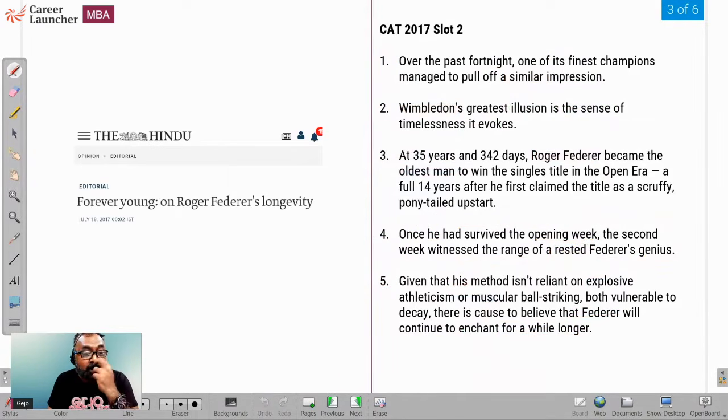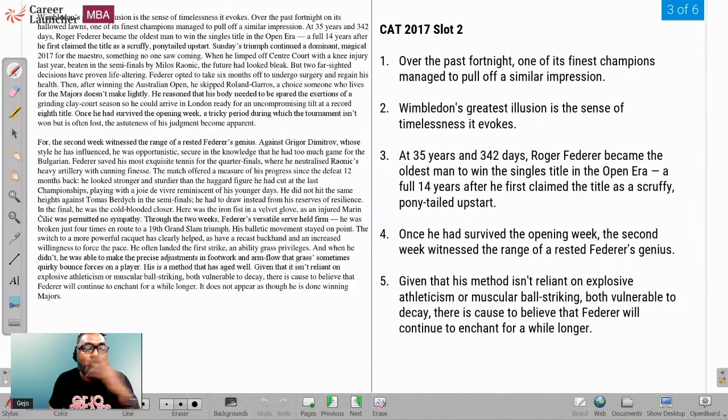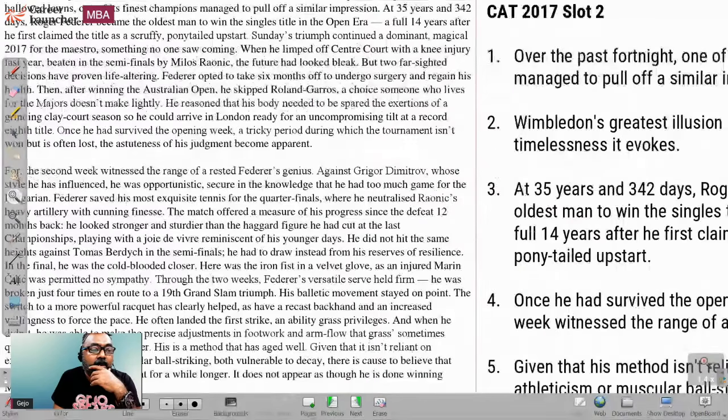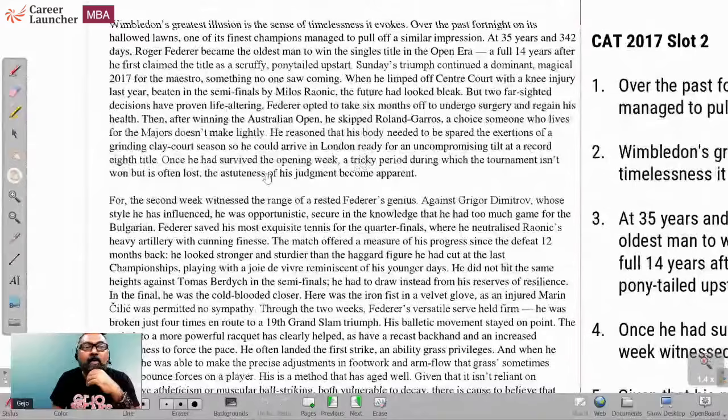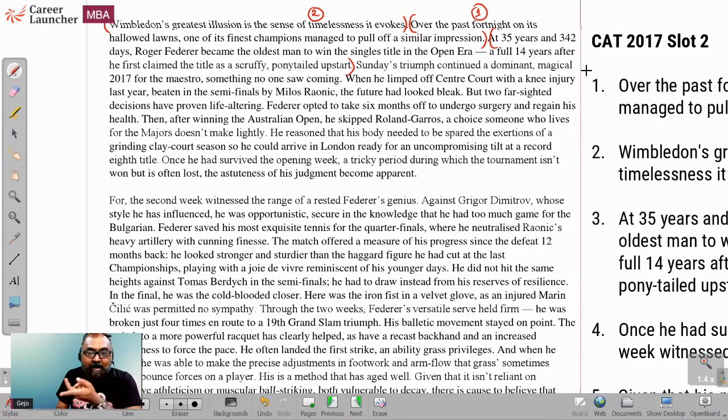This is actually taken from The Hindu, this article. I don't know whether you're able to read this. Okay, so I'm just going to put it like this so that we can read. So we have this sentence: Wimbledon's greatest illusion is the sense of timelessness it evokes. Over the past fortnight, one of his finest champions managed a similar impression. I believe that this sentence is the second sentence. This is the first sentence in the question, there's a second sentence, then the first sentence, and we have a third sentence.